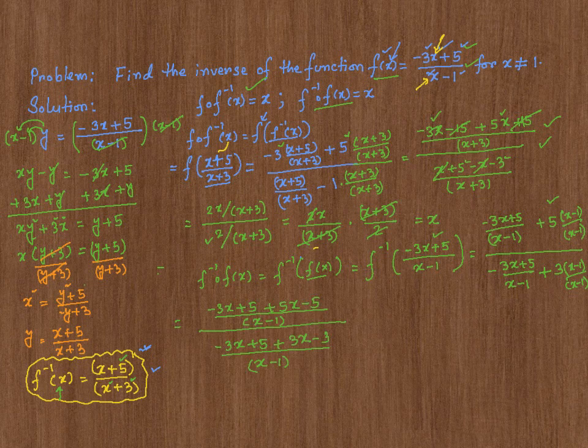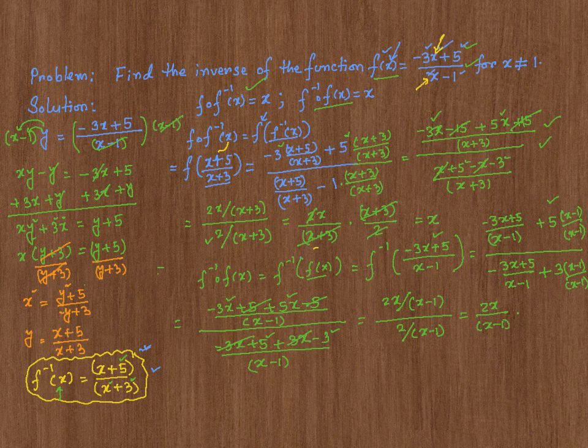Now I can simplify it. Things are going to cancel out here. Look, positive 5, negative 5 is going to cancel out. Negative 3x plus 5x is 2x. That divided by x minus 1. Now in the bottom, 3x positive, negative 3x cancel out. 5 minus 3 is 2 divided by x minus 1. Now if you simplify it, you're going to get 2x over x minus 1.